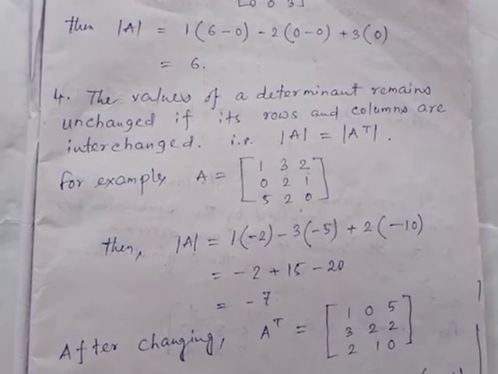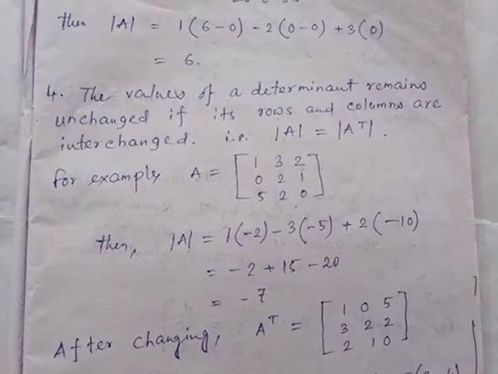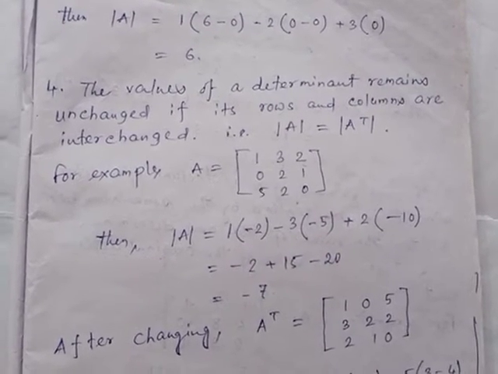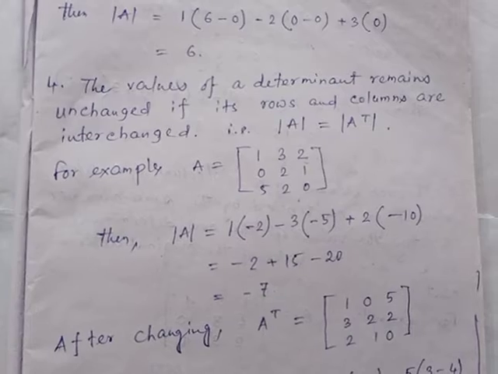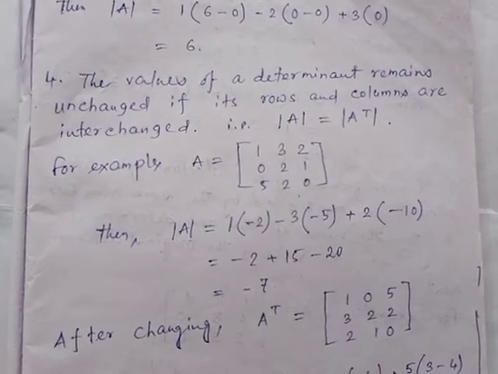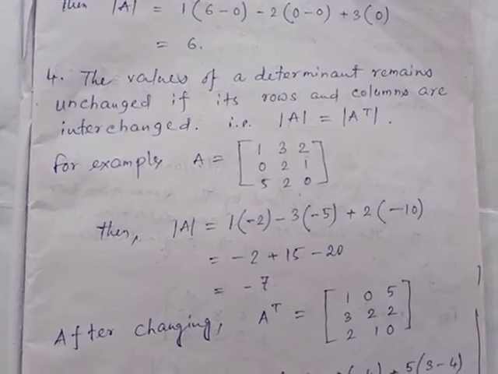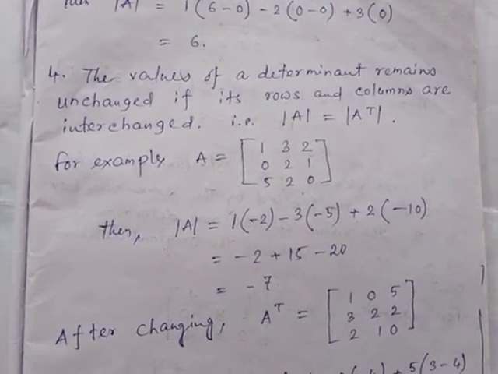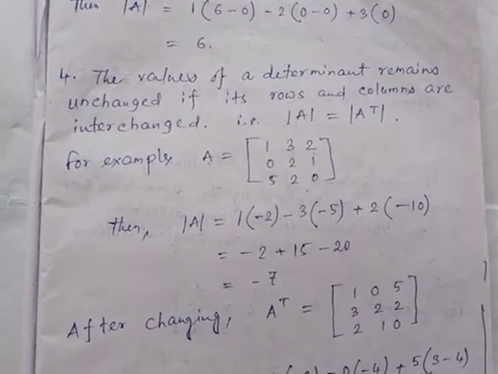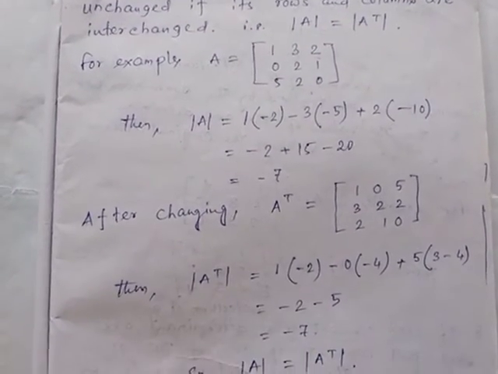Number 4 is a very important rule. The value of a determinant remains unchanged if the rows and columns are interchanged. Now see that A equals 1 3 2, 0 2 1, 5 0 2. So now the determinant equals minus 7.